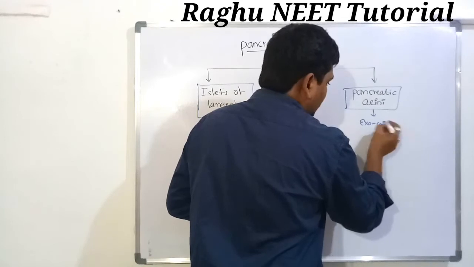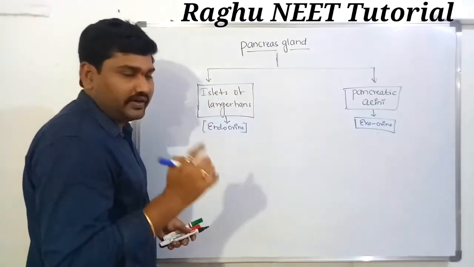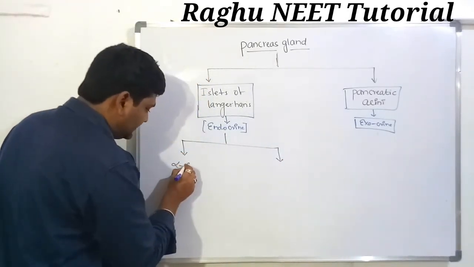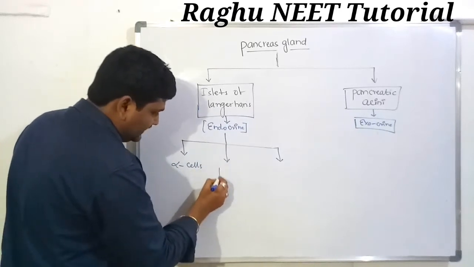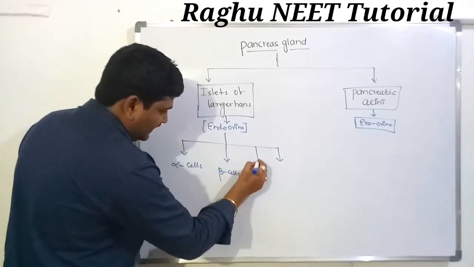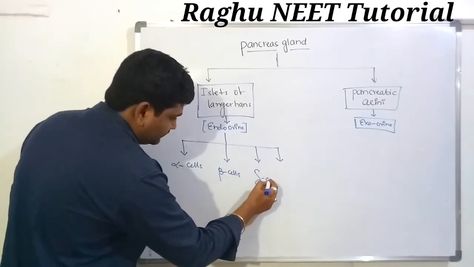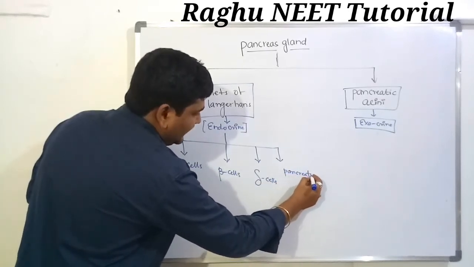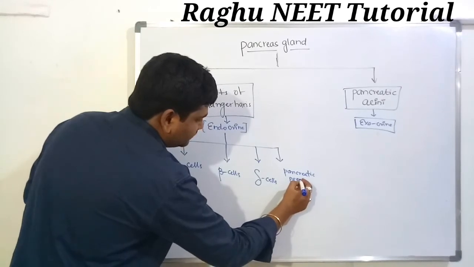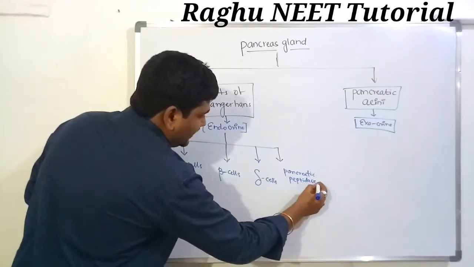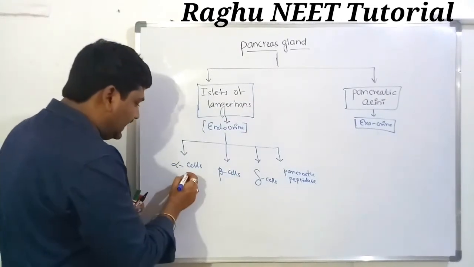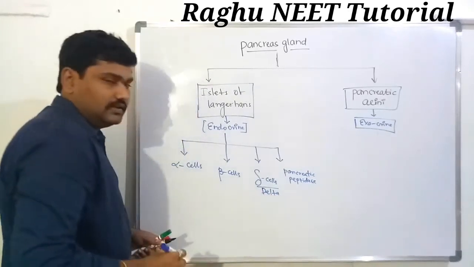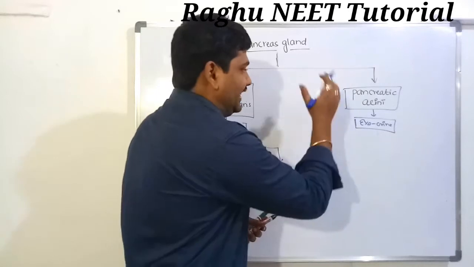The islets of Langerhans can be classified into four types of cells. First one, alpha cells; second, beta cells; third, delta cells; and fourth, pancreatic peptidase cells.